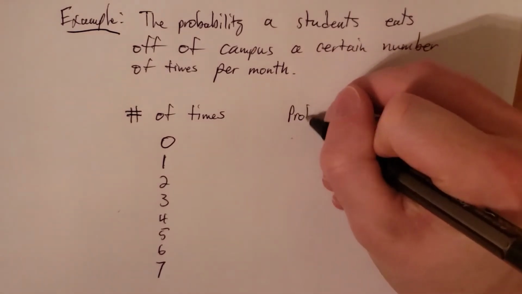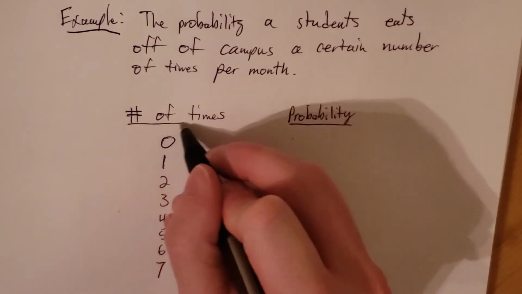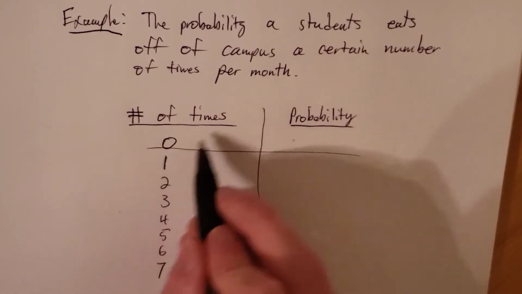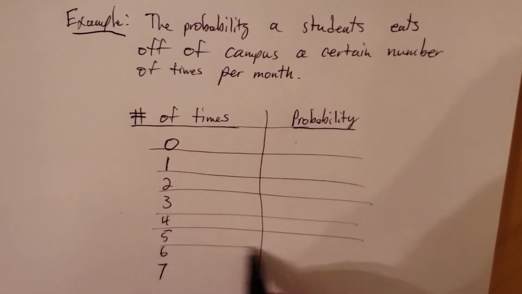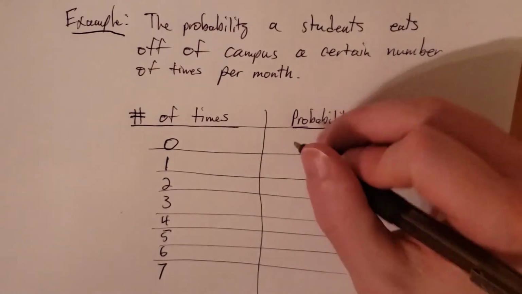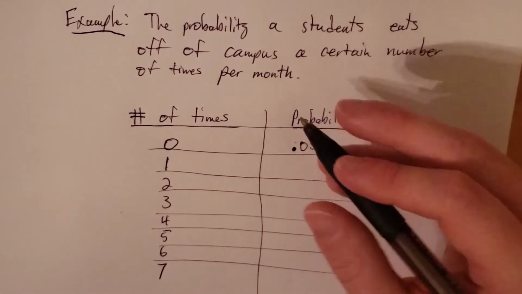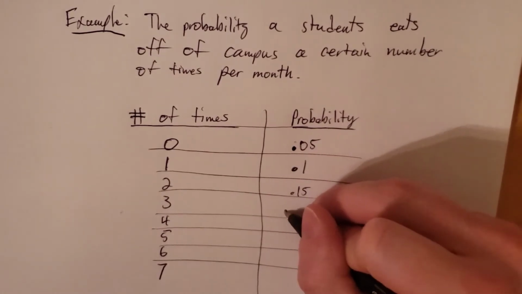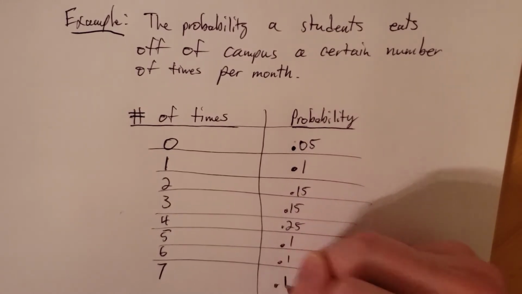Well, along with each of these is a probability. So we survey a lot of students and we see a probability associated with each of these values. And suppose 5% of the students that we surveyed eat 0 times off of campus each month. And then so on down this list, 0.1, 0.15, 0.15, 0.25, 0.1, 0.1, 0.1.